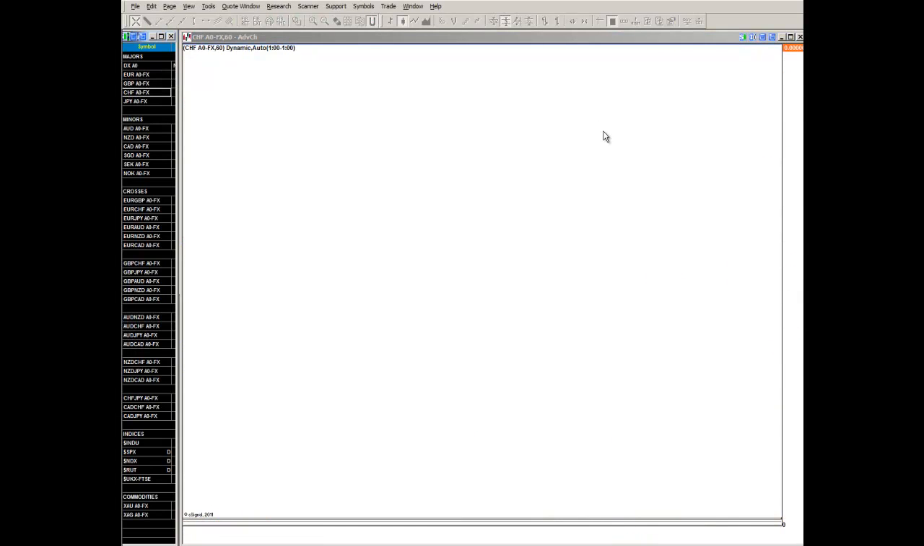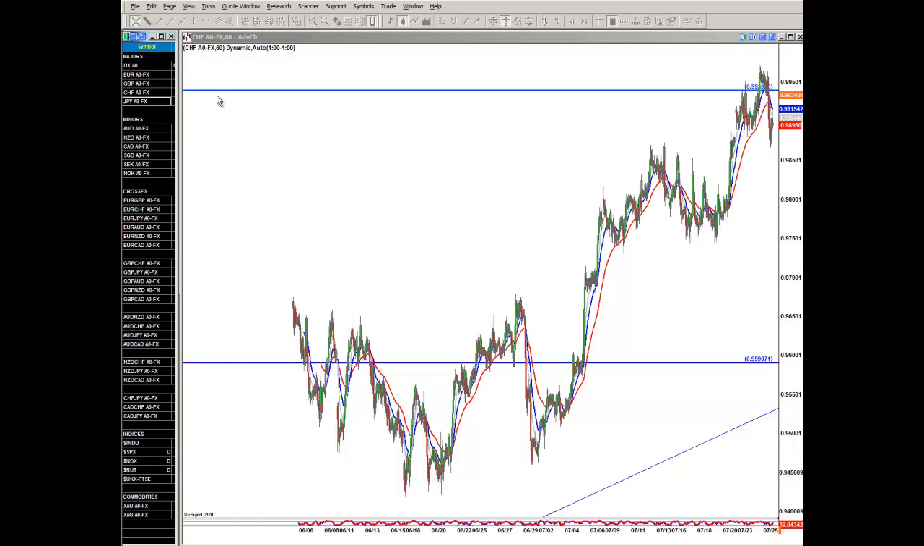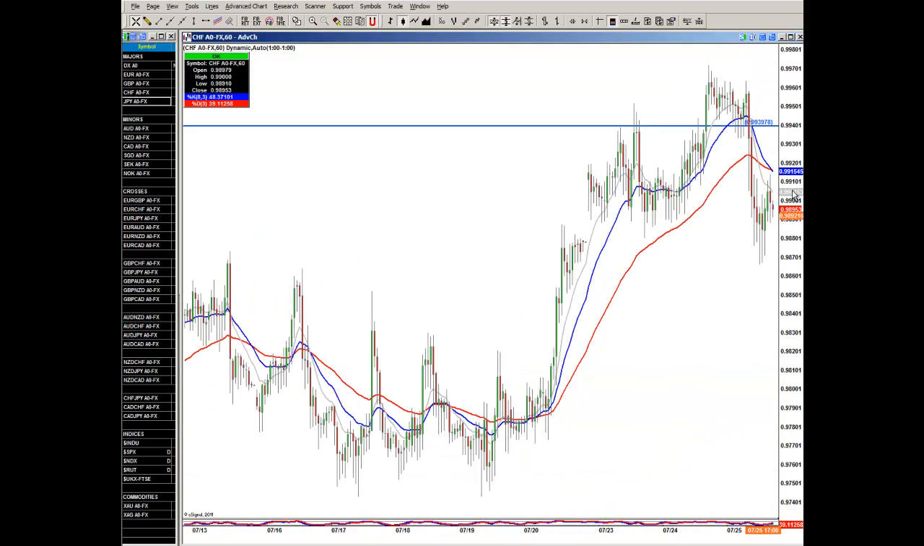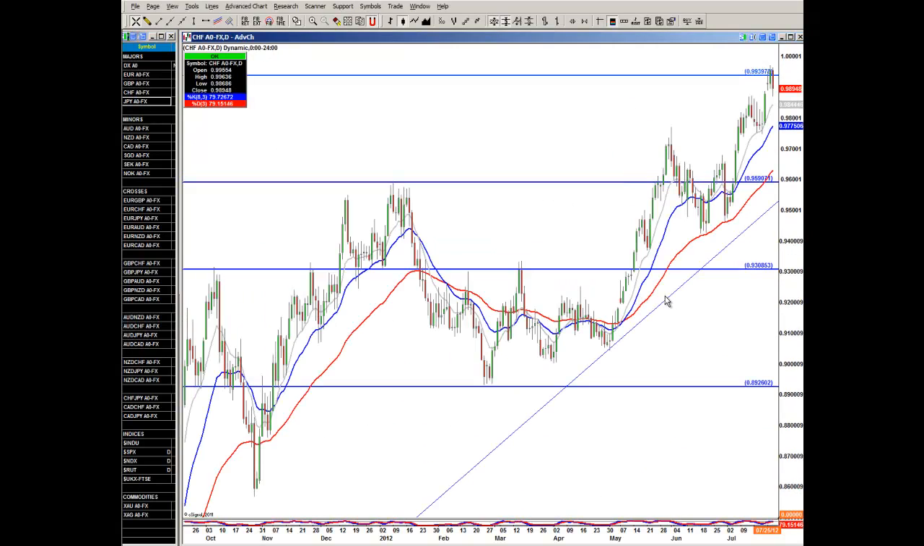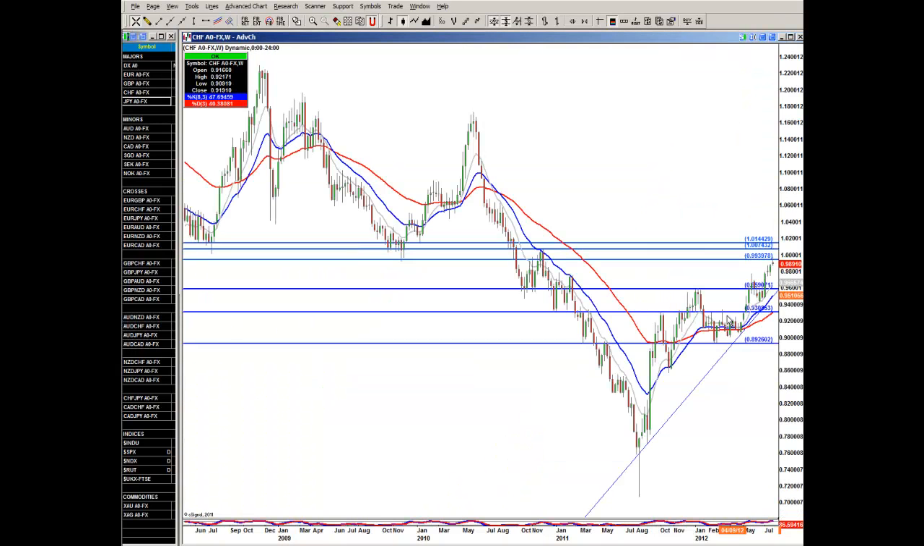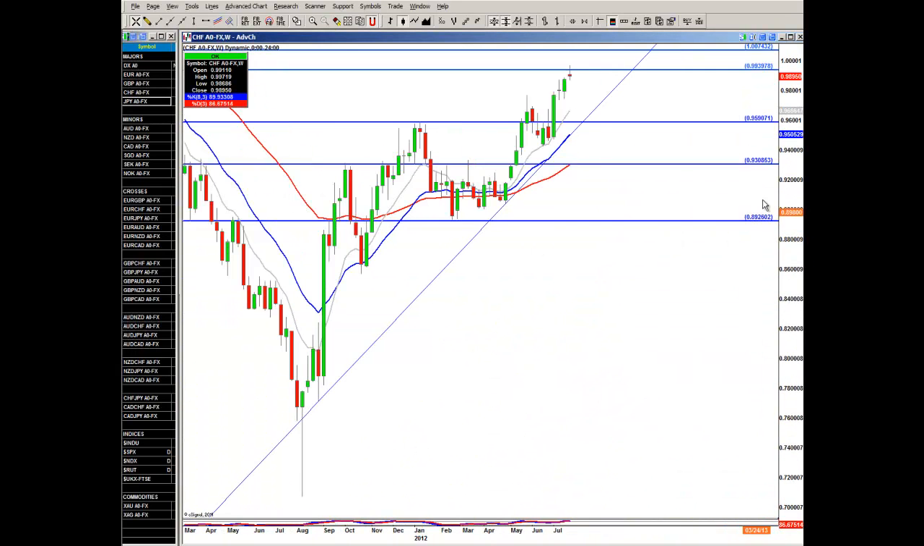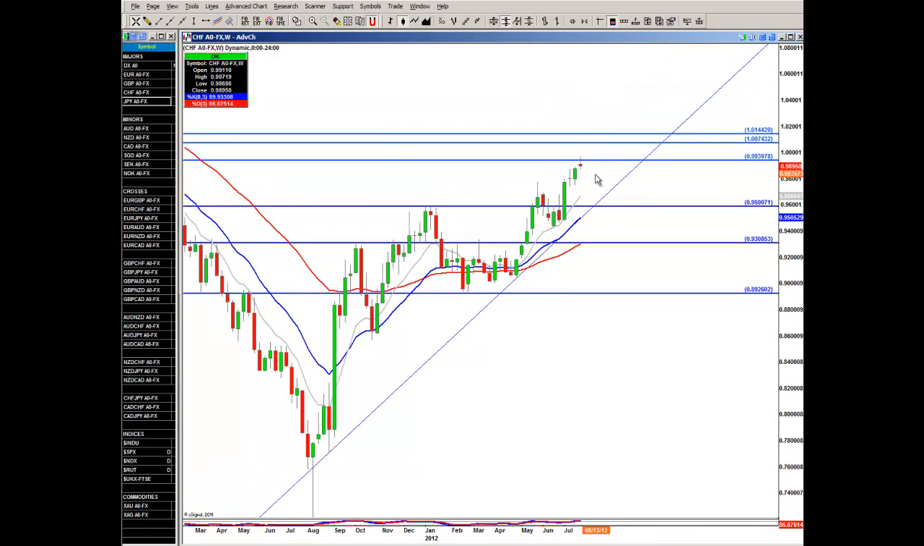Looking at Swissy. Oops, I cocked that up. CHF. And based on that, and the weekly as well, let's go look at the weekly, very similar to the dollar. So very similar to the dollar's behavior, currently is forming a doji.